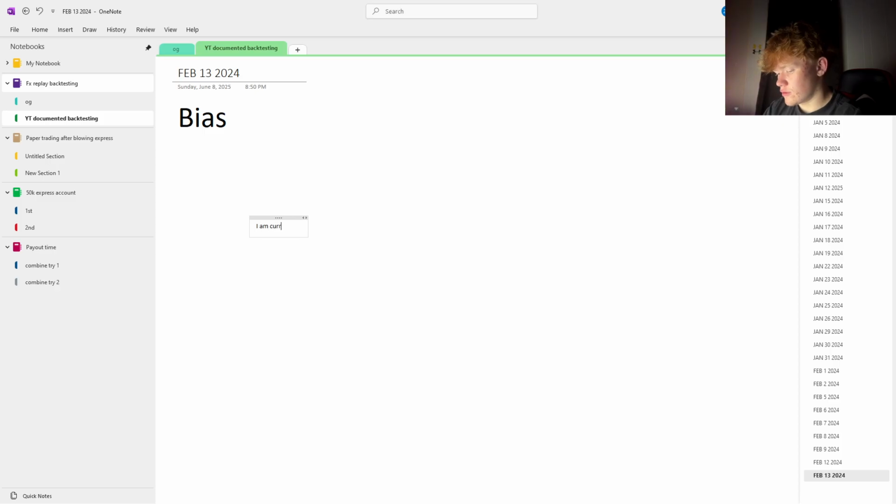I am currently bearish and my main goal is the daily FVG. I would like to see CPI pump us up to manipulate, and then distribute lower, continue distributing at 9:30.